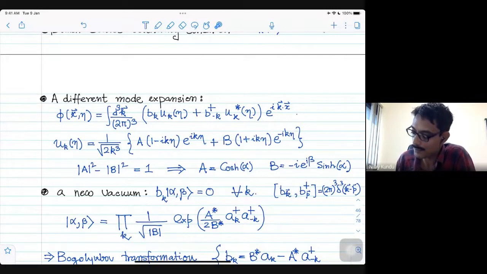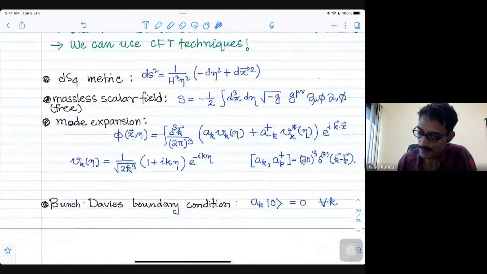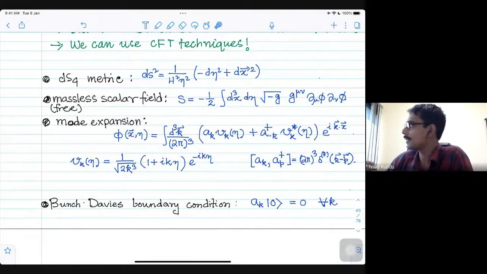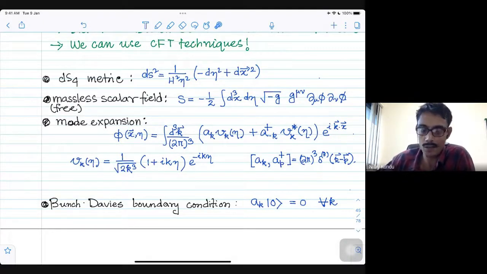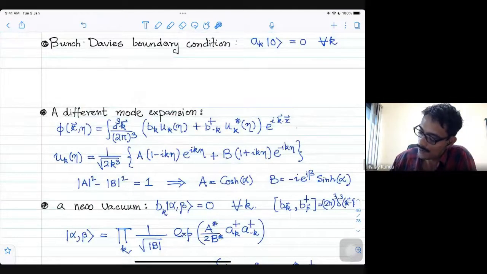So the statement is that if you take the alpha going to zero limit, then this becomes 1, and this drops out because sinh of 0 is 0. So you get back the Bunch-Davies vacuum. The Bunch-Davies vacuum is one member of the one-parameter family of solutions that I'm talking about here, which is parameterized by alpha and beta.